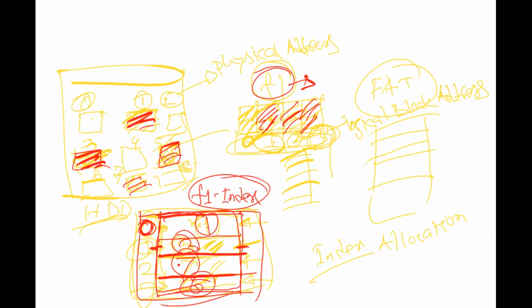Let's make it a different color. In here, this file index block is loaded. This information is loaded, and this table is stored inside this block number 4.